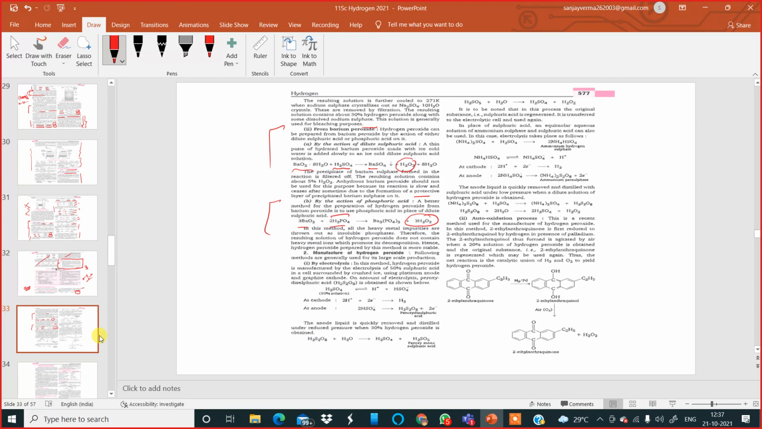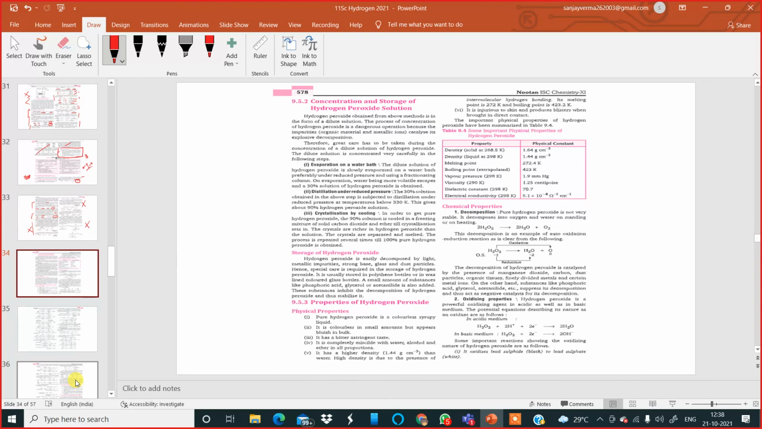Now the next one is the manufacture of hydrogen peroxide. This is given but it is not required, so you can leave this part out. Then the concentration and storage of hydrogen peroxide solution. This concentration also we will not discuss because it is not in the syllabus and is not required.